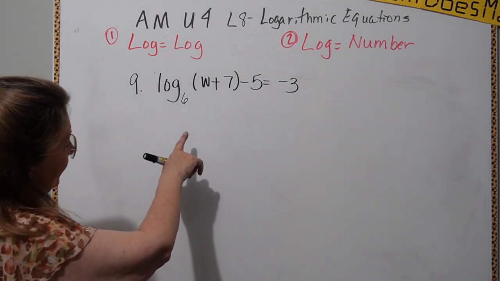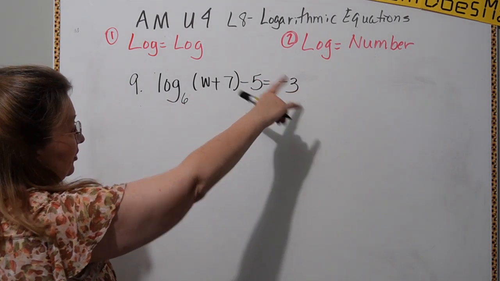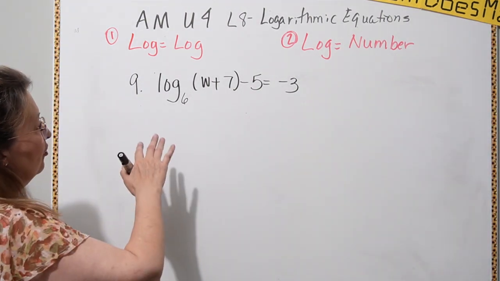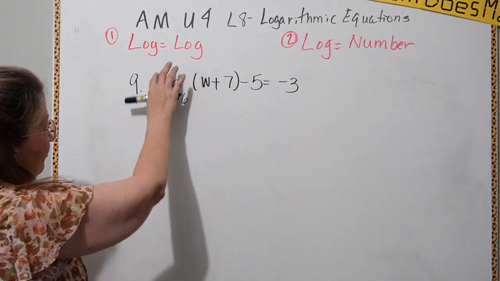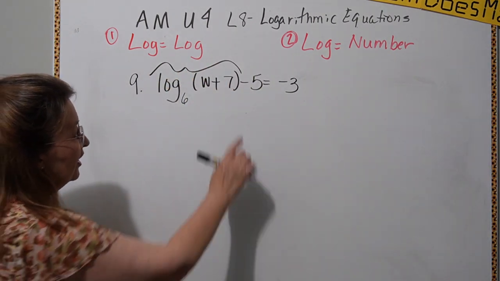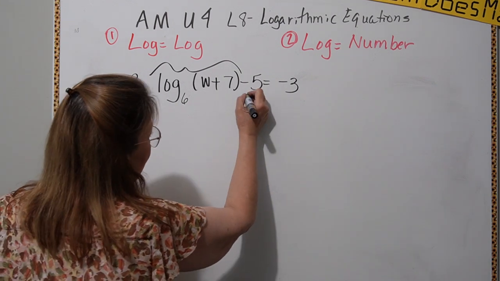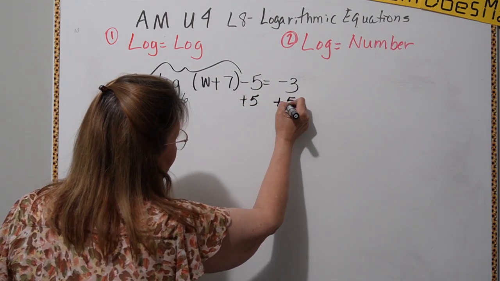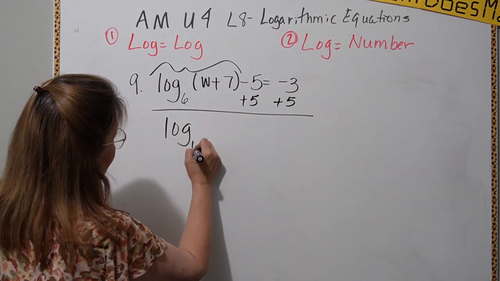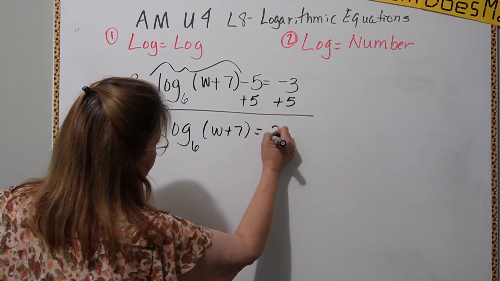Okay, let's look at number 9. I look at my problem and I see that I have a log equals a number. So I'm using a type 2 problem. All right, first I want to isolate my logarithm. Now this part right here is your logarithm. 5 is attached to it, so I need it to go to the other side. So the first thing I'm going to do is add 5 to each side. So now I have log base 6 of w plus 7 equals 2.